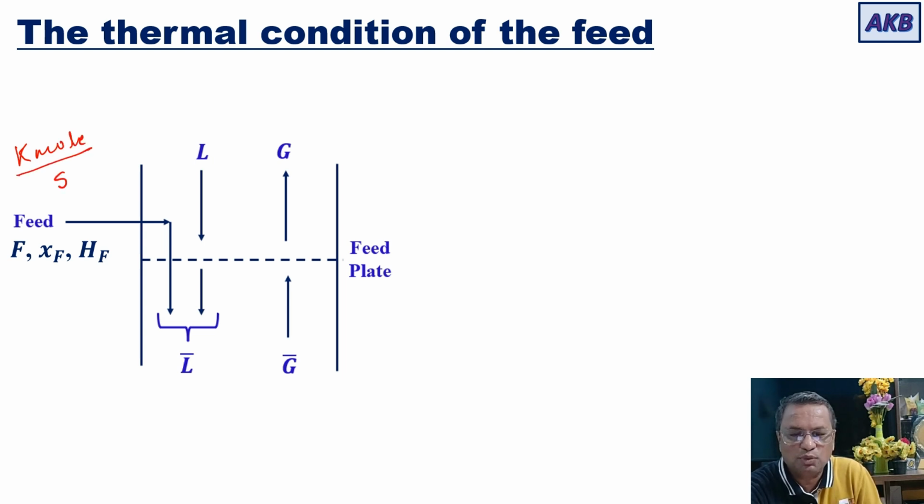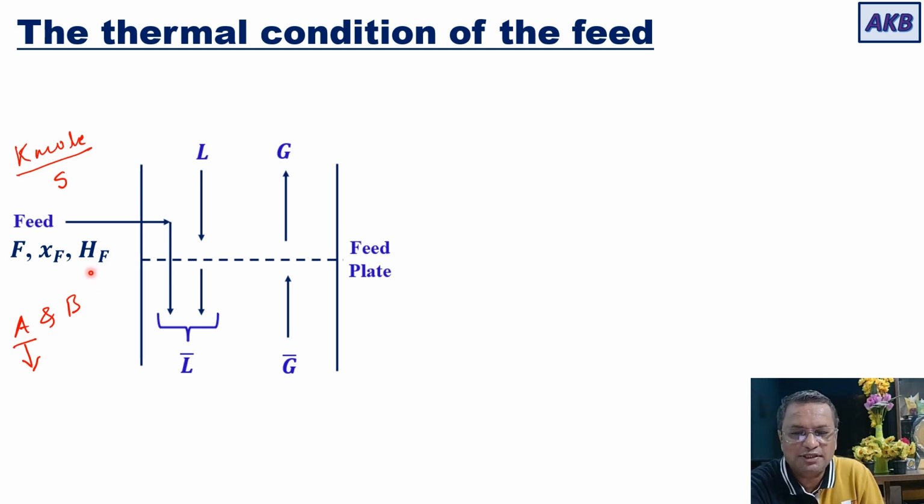XF is the mole fraction of the more volatile component in the feed. So for example, if we assume that the feed is a binary solution of A and B, in which A is the more volatile component, that is, A has a lower boiling point than B and a higher vapor pressure than that of B, then XF represents the mole fraction of A in it. In general, XF is the mole fraction of the more volatile component in the feed.